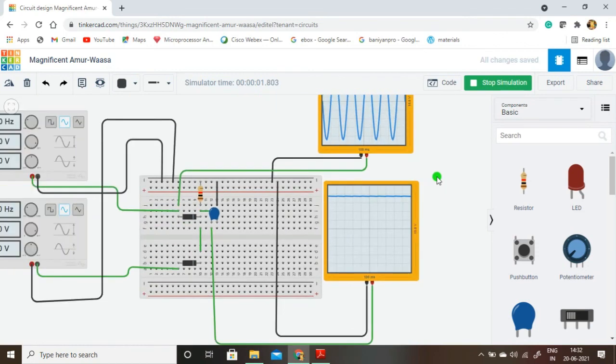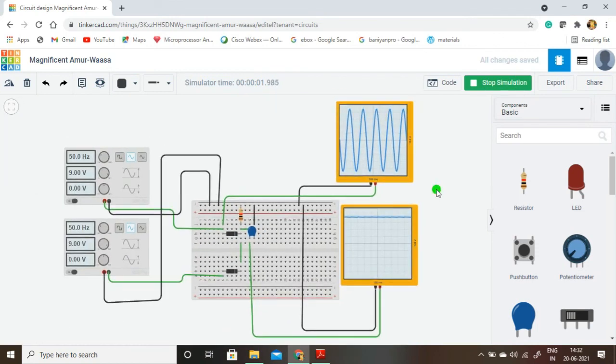Like that, we are generating the pulsating DC signal by using this rectifier circuit. The efficiency of the full wave rectifier is 81.02%. This is the concept of the full wave rectifier implemented in the Tinkercad online simulator.